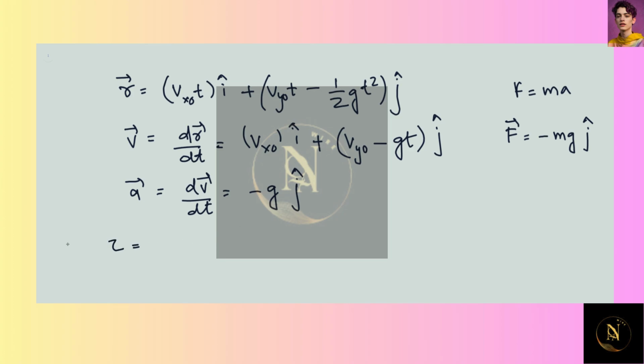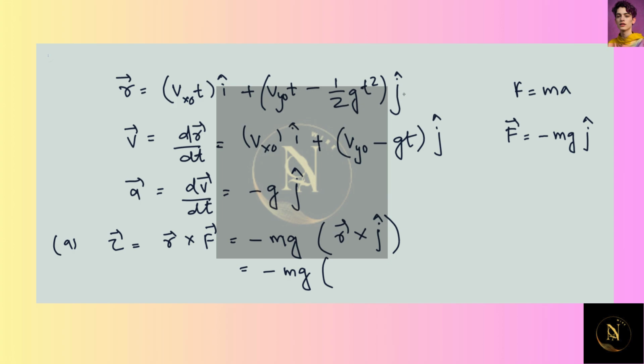Now let's find torque for the first part using the cross product of r and F, and this is equal to negative mg times r cross j cap. Now let's do the cross product. For the second term, r cross j cap will be 0 because j cap cross j cap is 0. So this is just the first term that will show up in the torque.